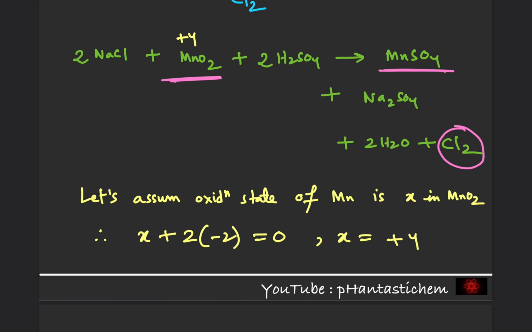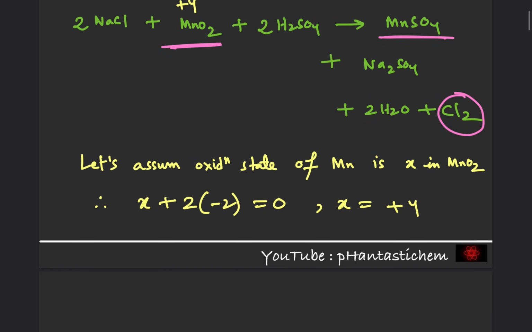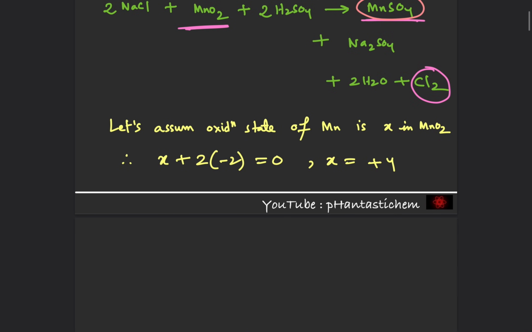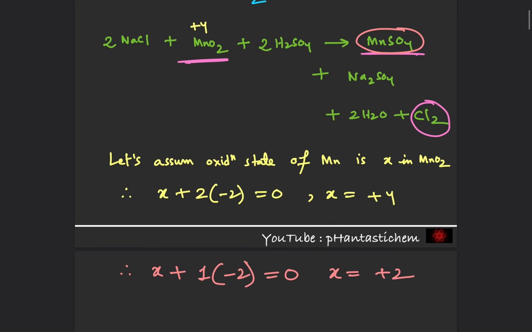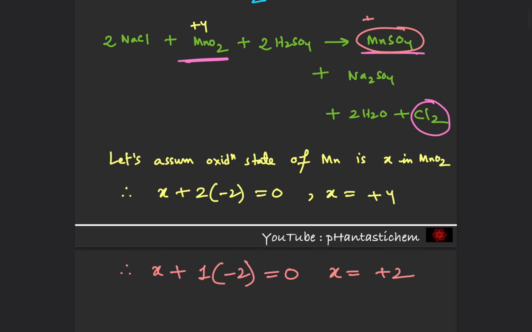Similarly, let's assume the oxidation state of Mn in MnSO4 as X again. So I can write X plus 1 into minus 2 will be equal to 0. This minus 2 is the charge of each sulfate ion, and this 0 is the total charge. Therefore X will be equal to plus 2. So the oxidation state of Mn in MnSO4 is plus 2.